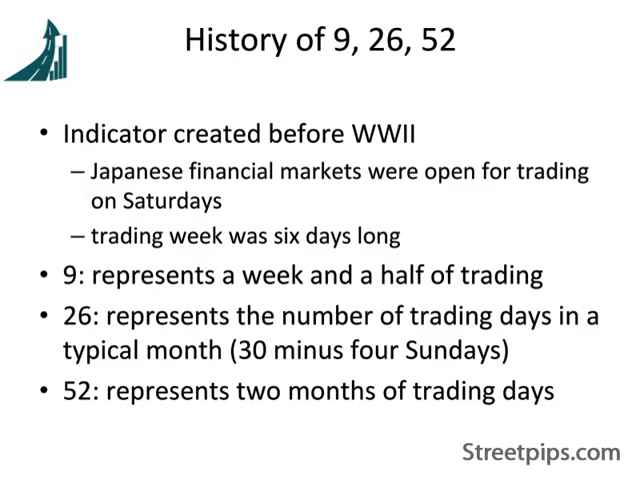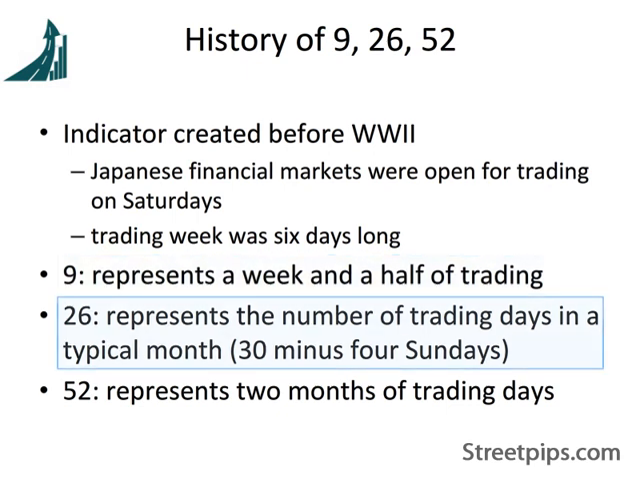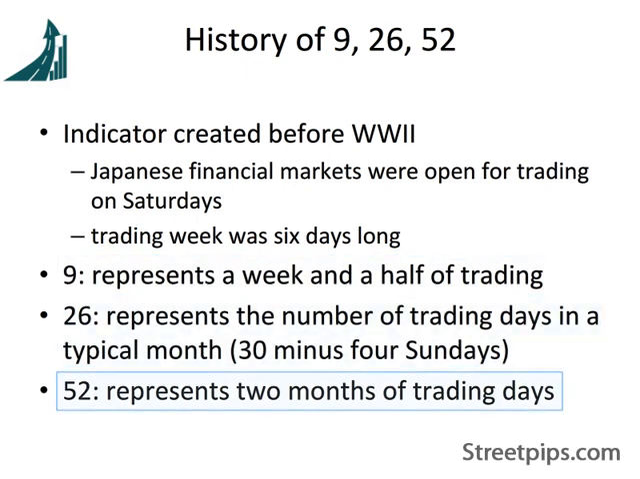Excellent. You may be asking now, how did we arrive at the numbers 9, 26, and 52? Great question. As the Ichimoku was created before World War II, Japanese financial markets were open for 6 days a week. Therefore, 9 represents a week and a half of trading, 26 represents a month, and 52 represents 2 months.